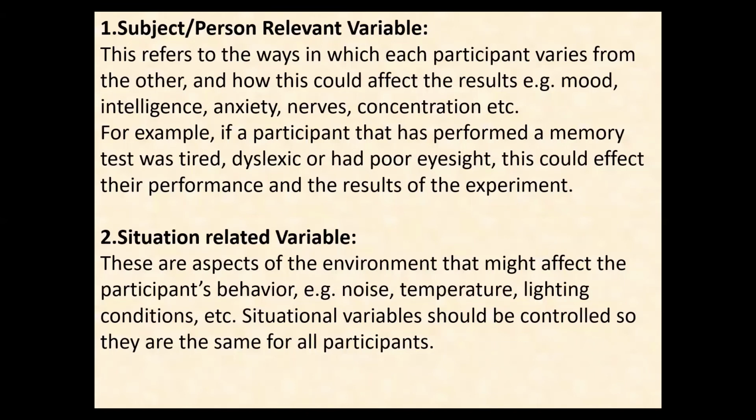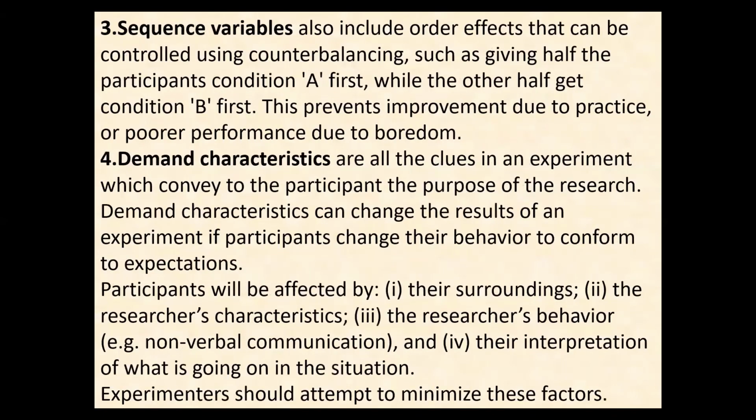For example, if I am studying something and suddenly some high noise comes, this high noise can distract the concentration of the subject, and that could positively or negatively affect our dependent variable. So all the characteristics of the environment which can affect DV positively or negatively come under the category of situation related variables.